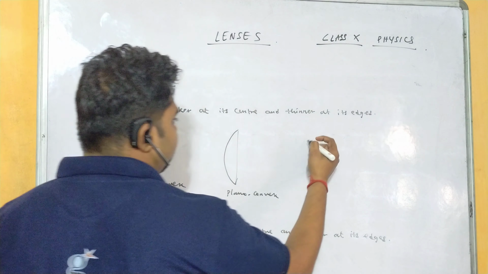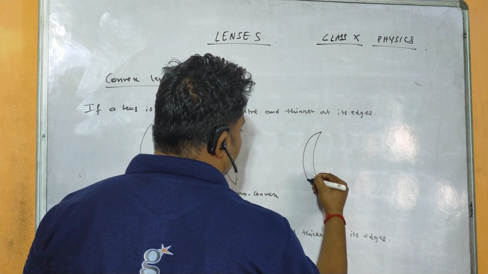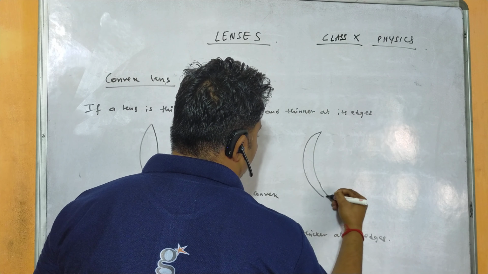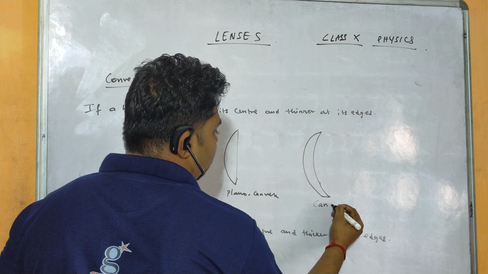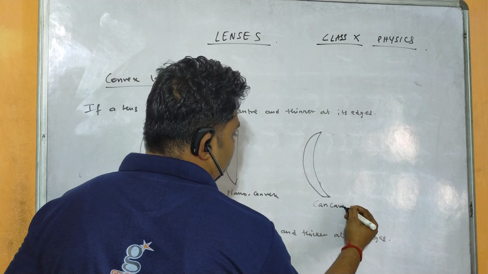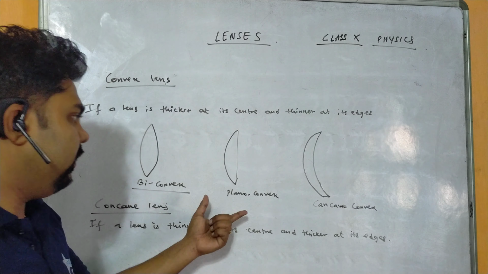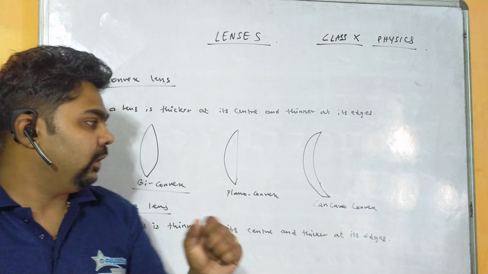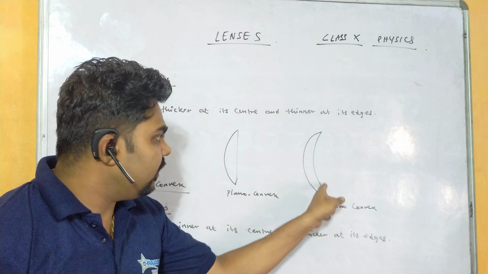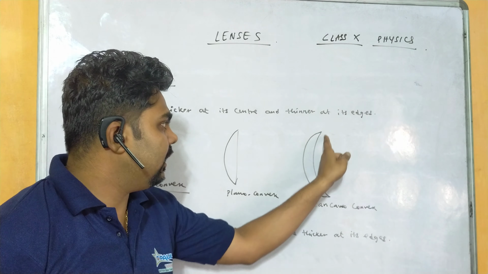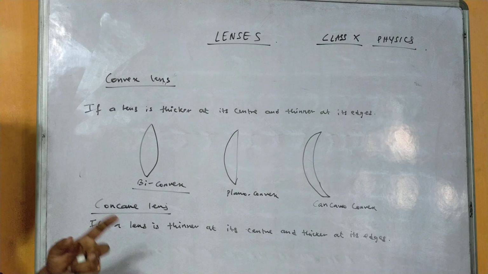Next we have this shape. This is called concave convex. So you see the nomenclature of the name is set like this. If it is plane, first we say plano, convex. Here first it is in the form of concave, that is cave shape, so we say concave convex, and this is just biconvex.